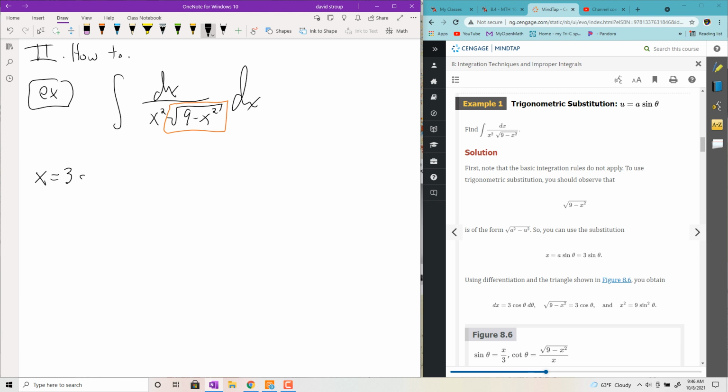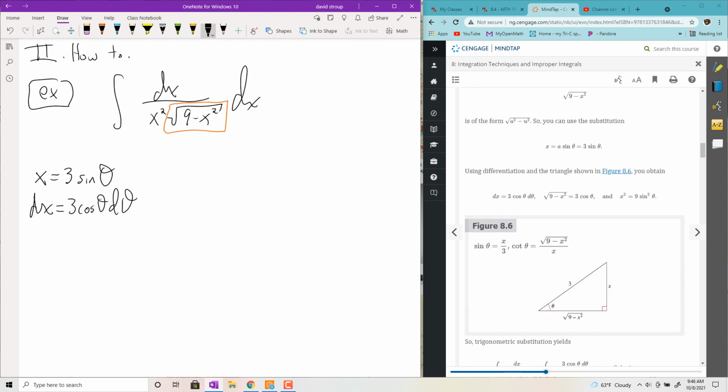So 3 sine theta. Then what I like to do is kind of collect all the stuff I need. Like I said, they're going to figure out what is x squared to the side and then plug it all in. What I do is first get the differential, the dx. So that would be 3 cosine theta d theta. I like to draw a triangle, and they do right here.